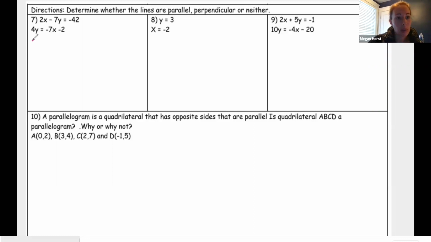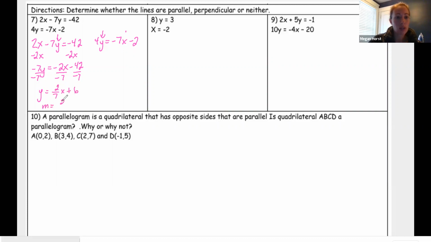We need to first rewrite both of these equations into slope-intercept form. So that means we need to isolate the y variable in both of these situations. So I'm going to start over here. I'm going to subtract 2x from either side. That leaves me with a negative 7y equal to negative 2x subtract 42, and then divide everything by a negative 7. I'm left with y equals a positive 2/7 x plus 6. So my slope here is 2 over 7.